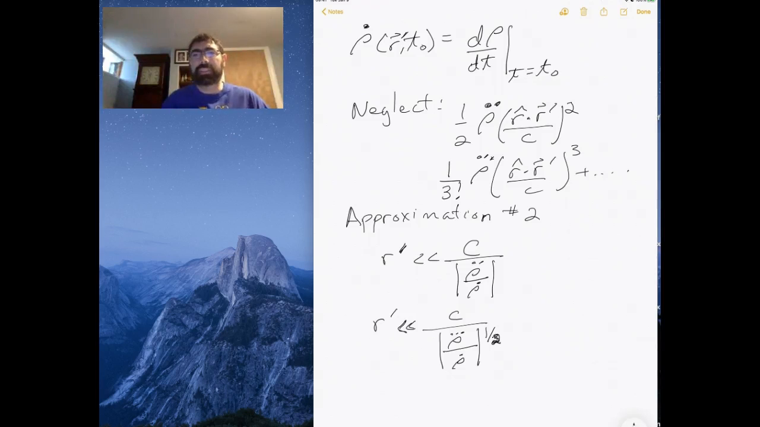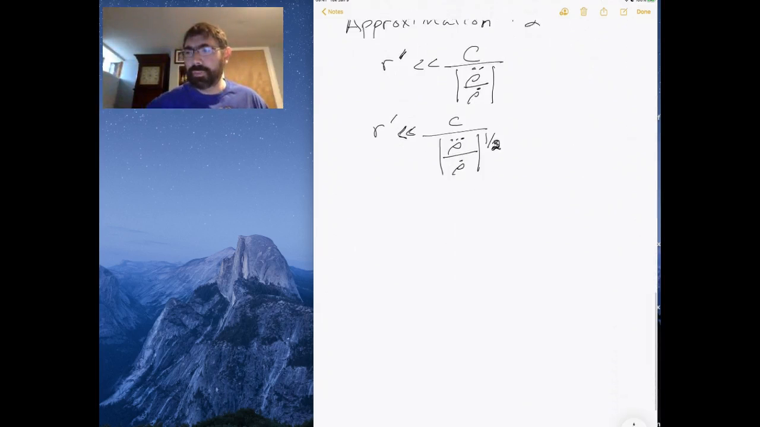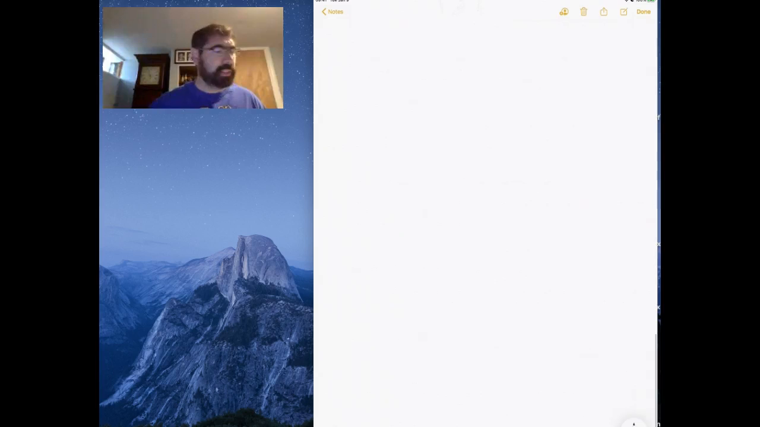Anyway, I'm saying that these higher order derivatives are much smaller than the first order derivatives. So we're going to ignore them. We're only going to stay with the first order derivative. Okay, so if we do that, then we can start to look at the integral.